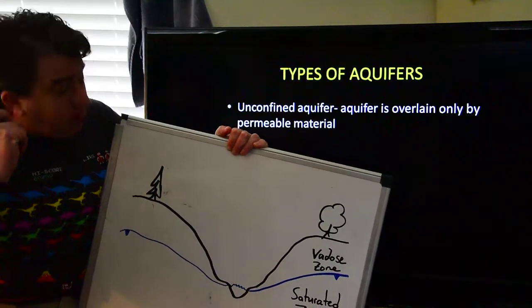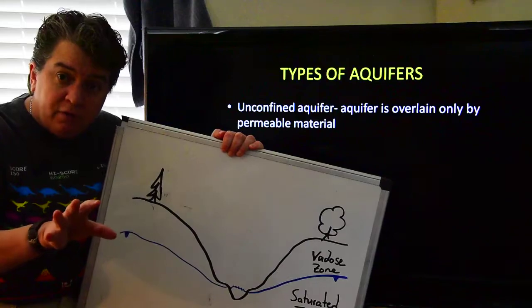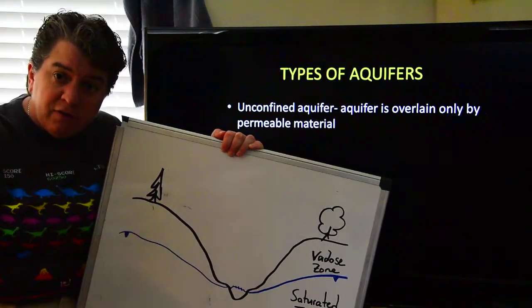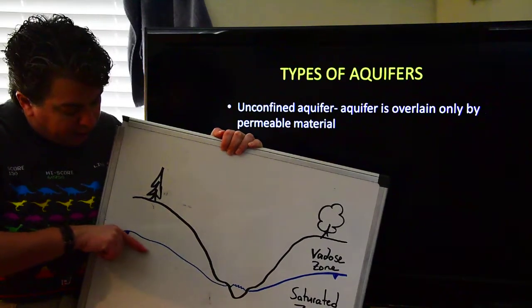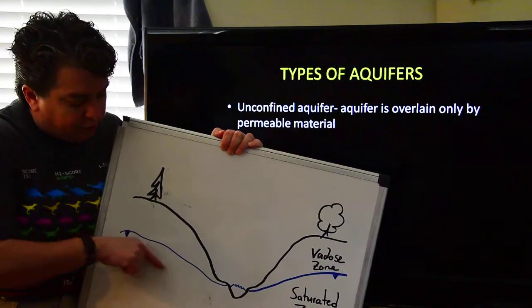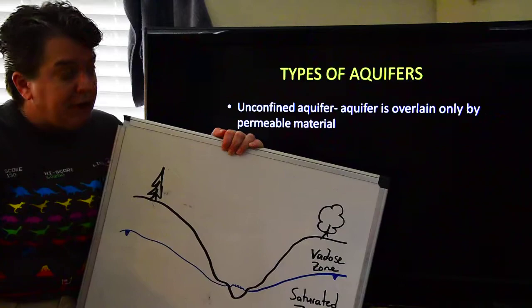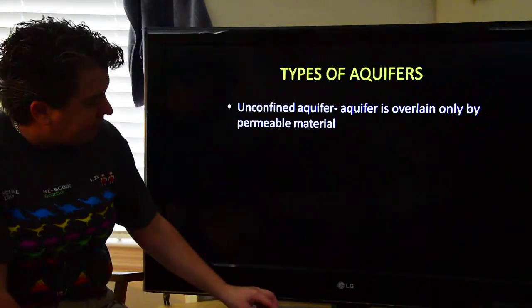And one thing I need to add to that, remember I said water flows underground? Just like on the surface, it flows from higher elevations to lower elevations. If the water table is higher over here, it's going to be flowing in this direction, right? From high to low, so the water's moving. Now that's a typical unconfined aquifer.